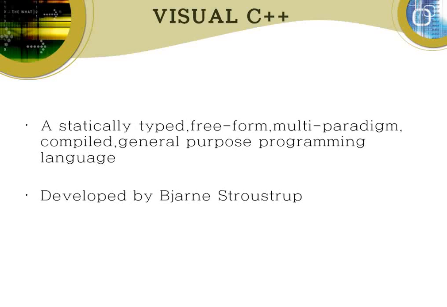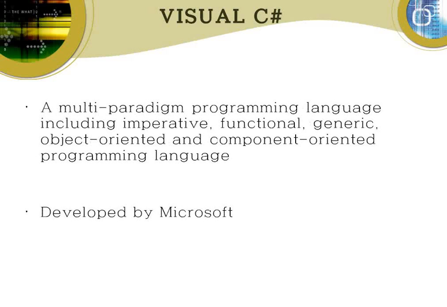Visual C++ is a statically typed, free-form, multi-paradigm, compiled, general-purpose programming language developed by Bjarne Stroustrup. Visual C# is a multi-paradigm programming language including imperative, functional, generic, object-oriented and component-oriented programming, developed by Microsoft Corporation.